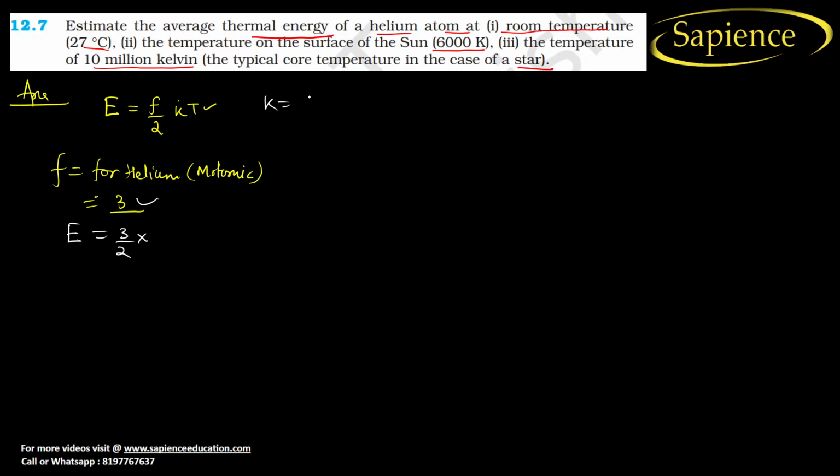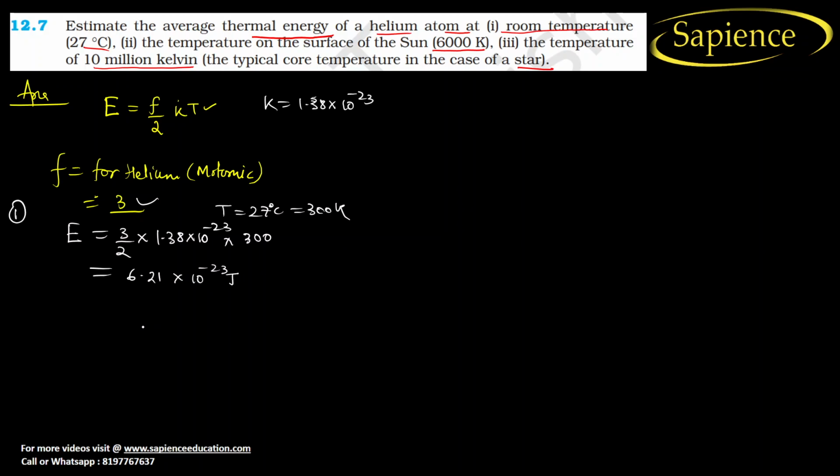The value of the Boltzmann constant K is 1.38 into 10 to the power minus 23. So we put 1.38 into 10 to the power minus 23 into the temperature. For case 1, the temperature is 27 degrees Celsius, which is equal to 300 Kelvin. So we multiply it by 300, and our value will become 6.21 into 10 to the power minus 21 joule. This amount of energy we have.